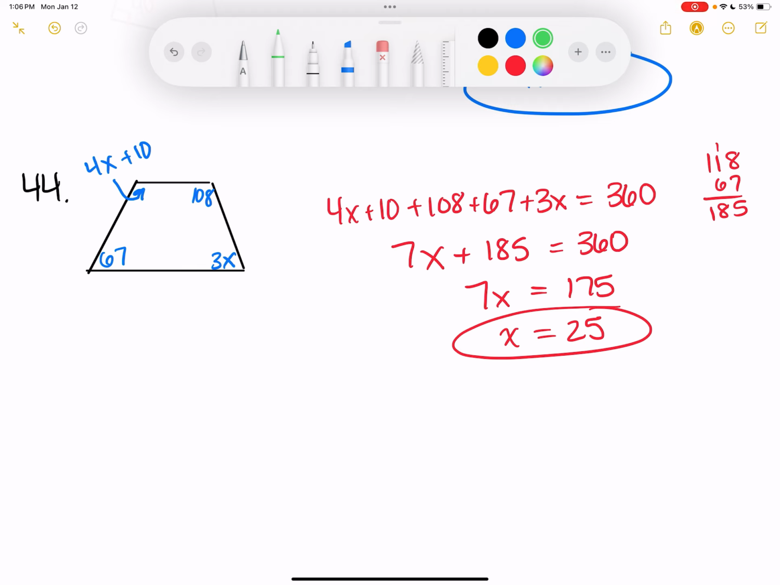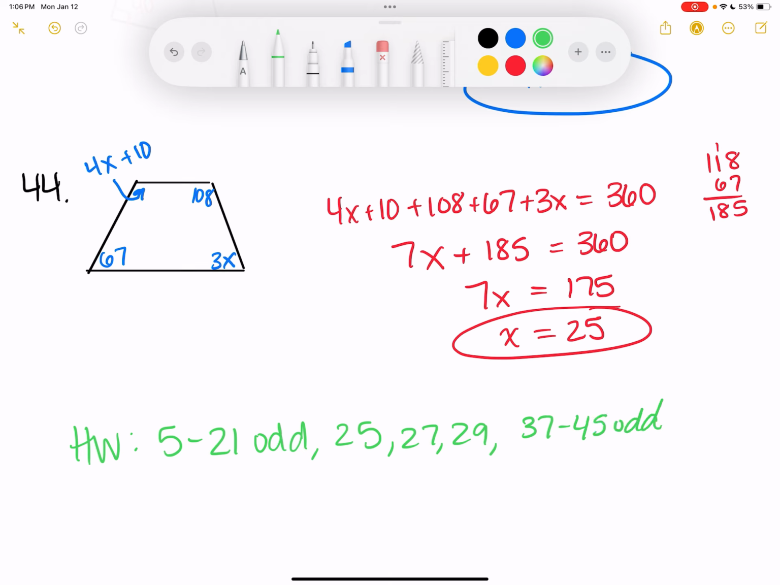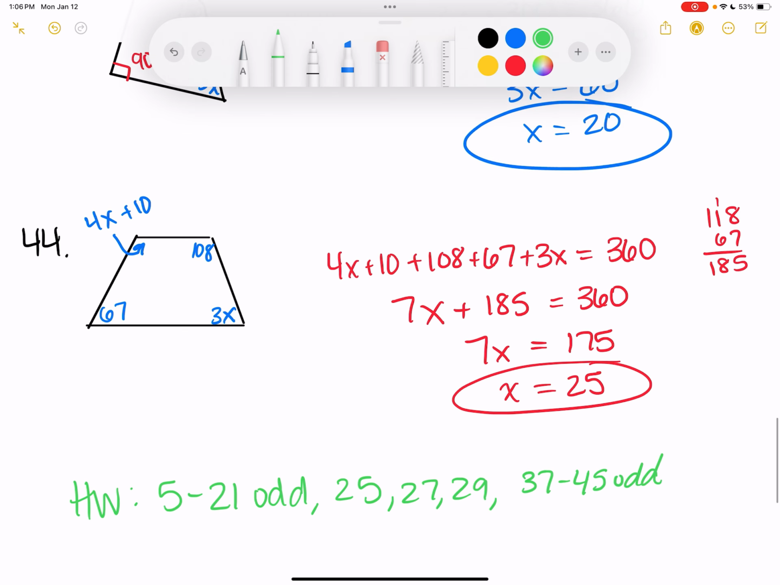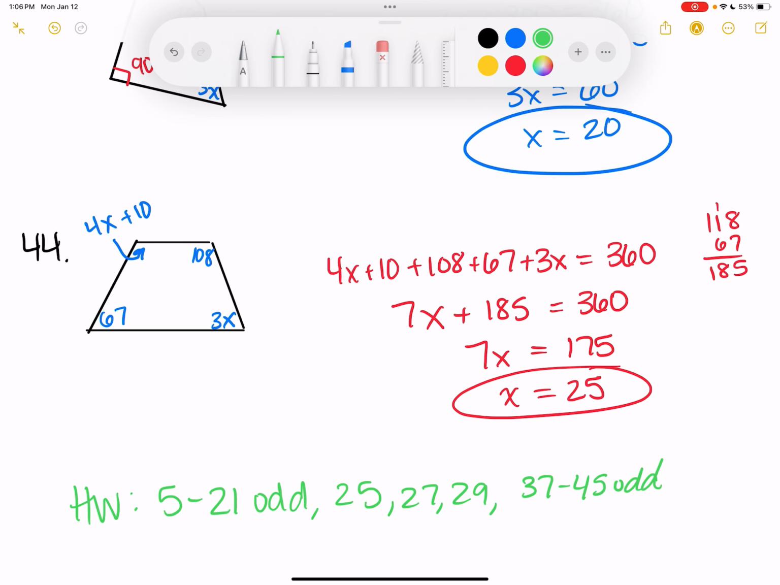Okay, homework problems. 5 through 21 odd, 25, 27, 29, and then 37 through 45 odd. And again, you do not have to copy the pictures down. You can just look at them. I would say maybe it would be good on the last few that you're solving for to do it, just so that you can see the stuff. But if you have the book, that's fine. Just make sure you show your work.